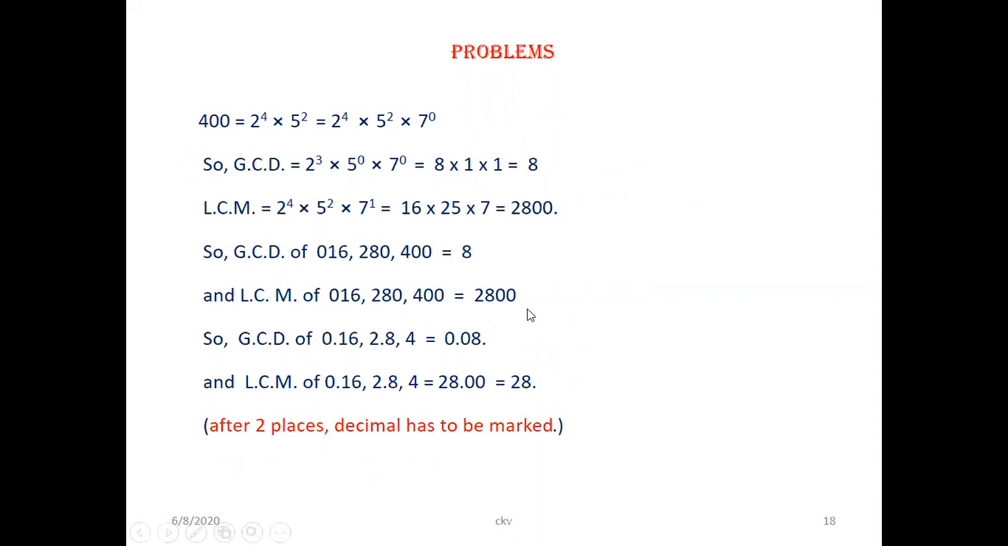So what we discussed, after finding out GCD and LCM of the numbers without decimal, you must put the decimal position again in the GCD and LCM. So here after 2 places you have the decimal position, no? So 8, after 2 places, means you must count from right to left, as I said. So 0.08. This is the GCD of the given numbers. And for the LCM also, after 2 places you have to put the decimal. So 2800 becomes 28.00, so 28 is the answer. That is the LCM for the given numbers with decimals.